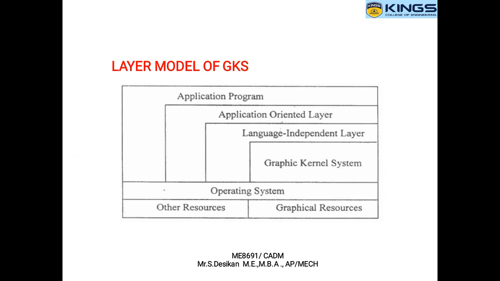So these are all the layers available in the graphical kernel system. In this graphical kernel system we have three important layers. The first one is the application program layer, the second one is the application oriented layer, and the third one is the language independent layer. In the application program layer, the output can be manipulated into graphical form. In the application oriented layer, the graphical format can be converted into machine level format. The language independent layer is totally independent of language, so it accepts only images.